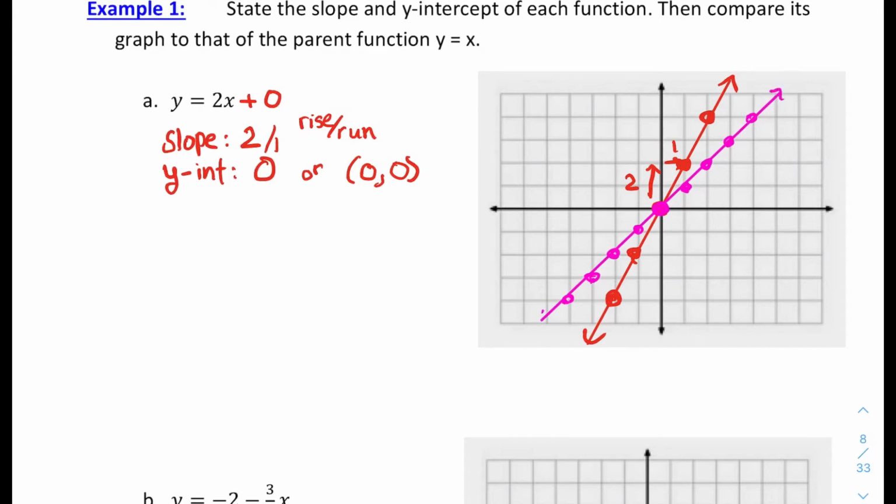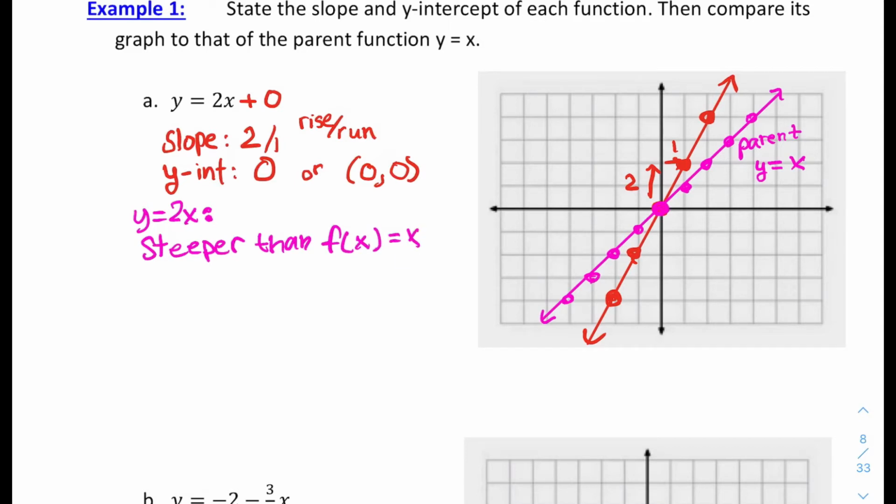We could talk about the slope, we could talk about the y-intercept. I'm going to say that y equals 2x is a steeper line, or it has a larger slope than your parent function, and they have the same y-intercept.